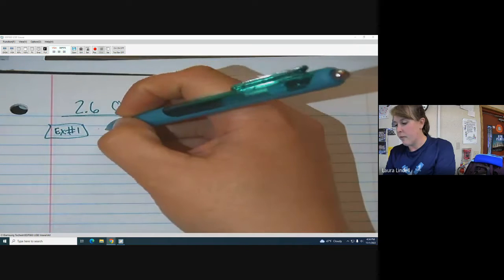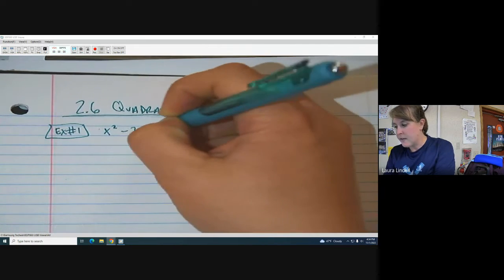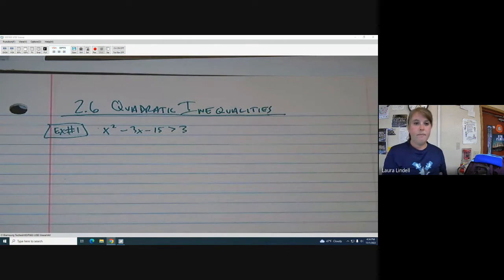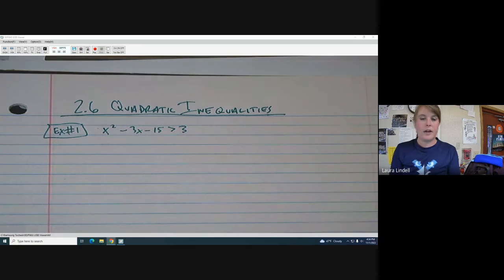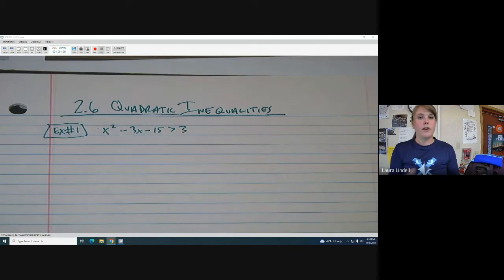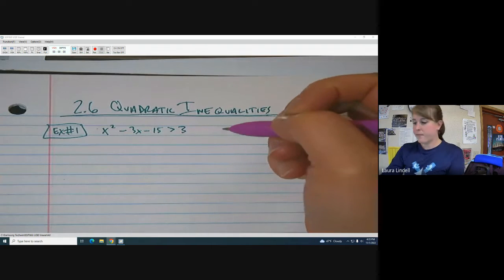We're going to start with something like x squared minus 3x minus 15 is greater than 3. Just like when we factor a quadratic to find the zeros, we're going to start off the same way by getting the whole thing not equal to 0, but greater than or less than 0, because we're not using an equal sign right now. So in a way, we're going to treat this like it's an equal sign, at least for a while.